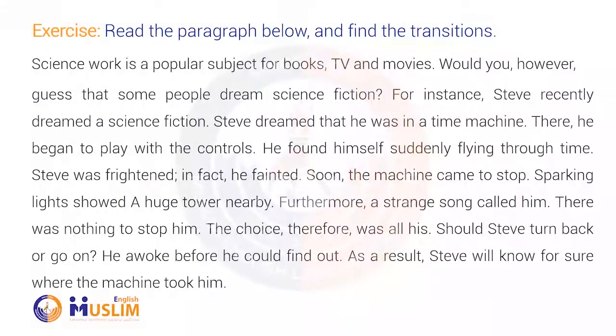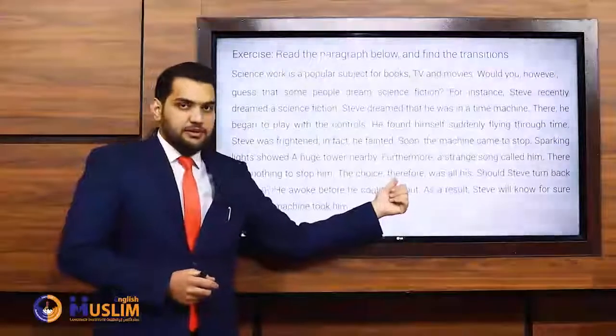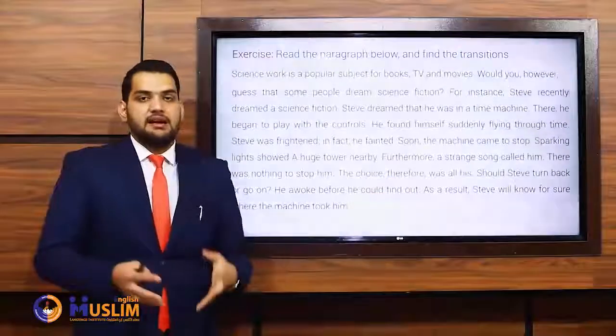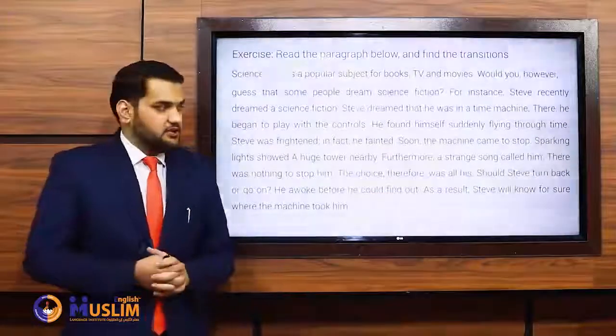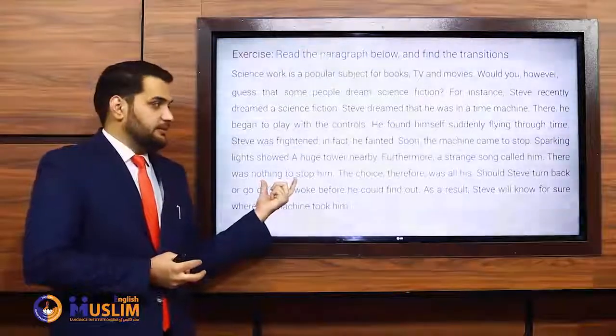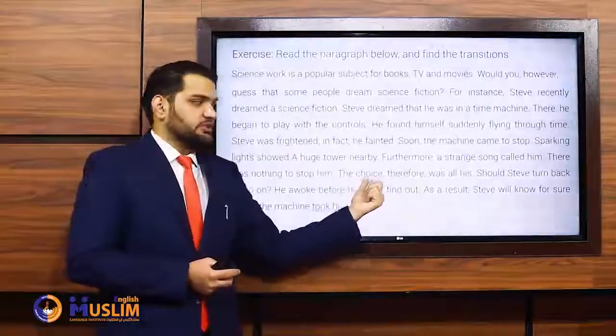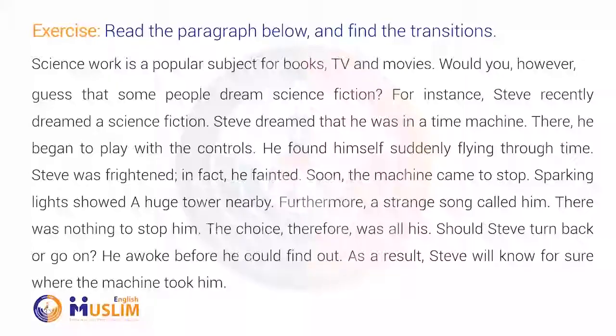There was nothing to stop him. The choice, therefore, was all his. Here, the transition is therefore, and it tells us a cause and effect relationship. The cause is there was nothing to stop him, and the effect or the result was that the choice was his. Should Steve turn back or go on?